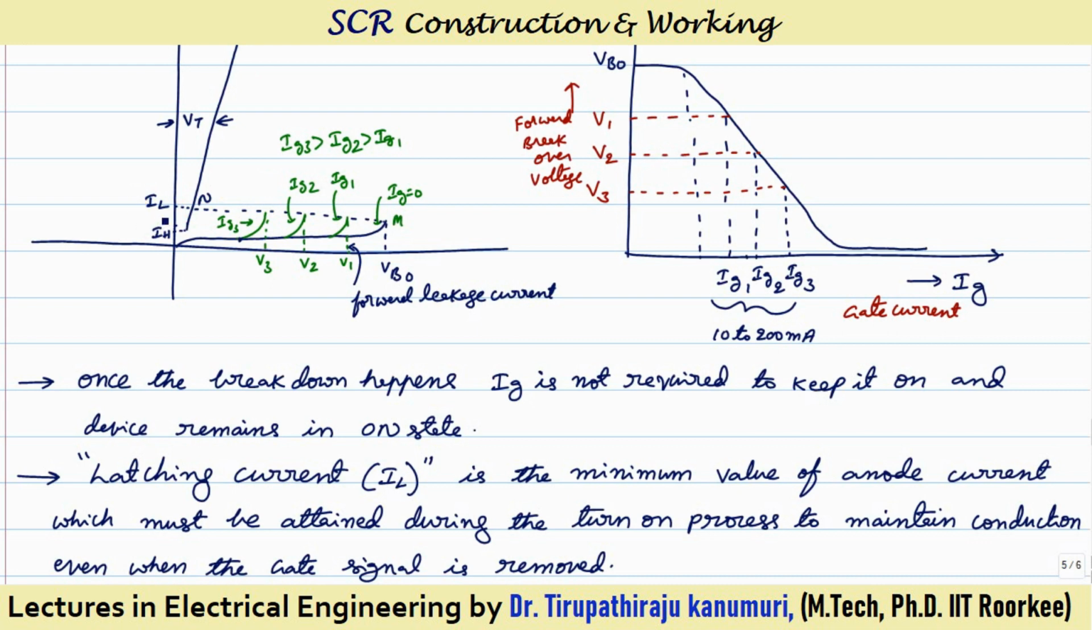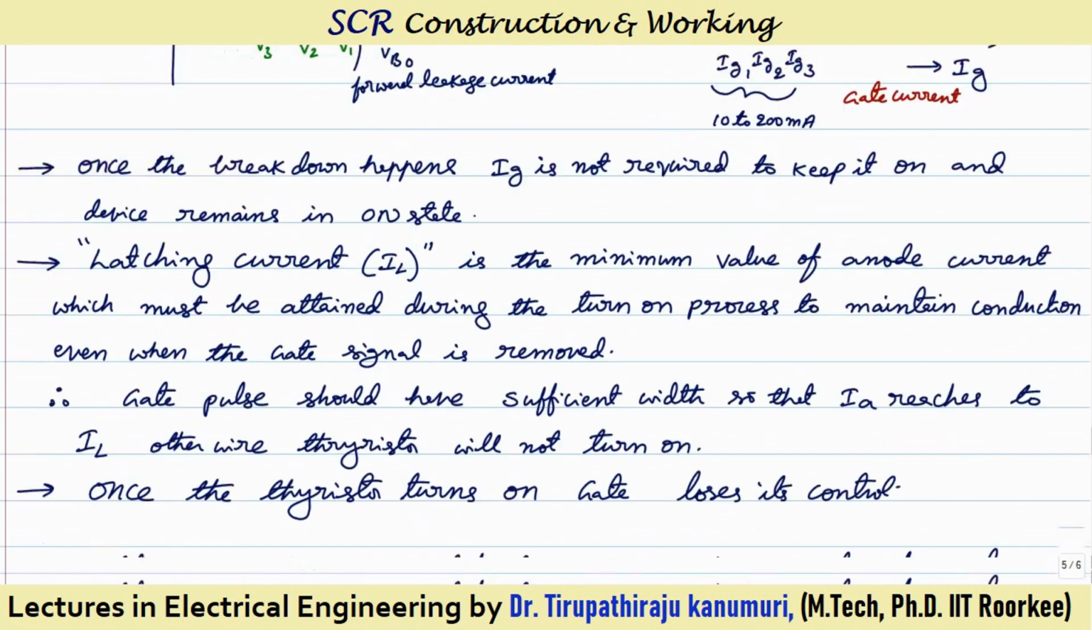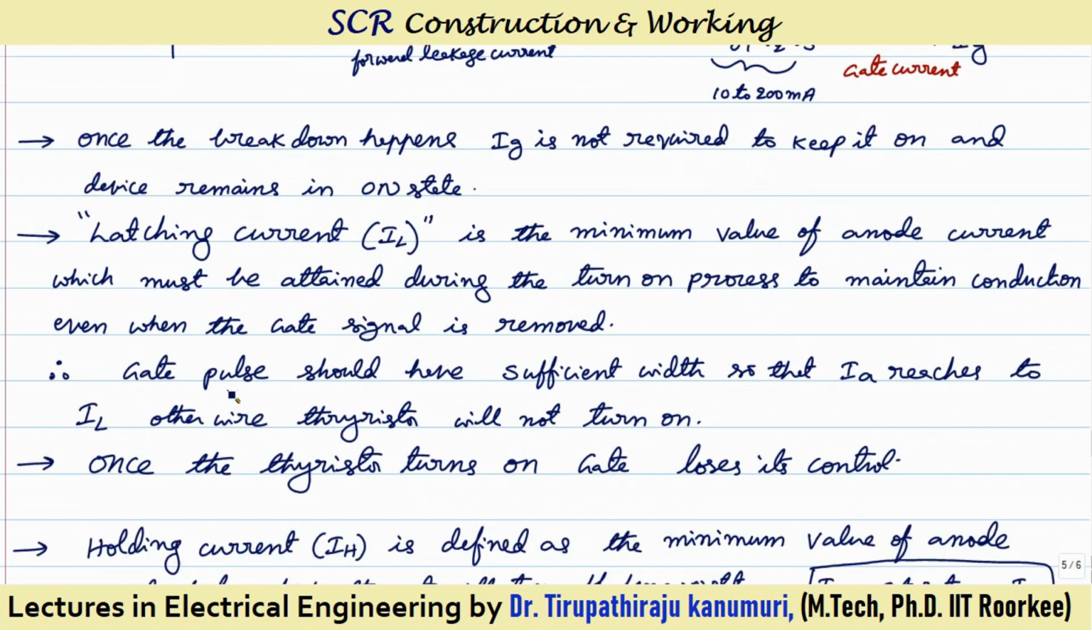So that current is called the latching current. We can define the latching current as the minimum value of the anode current which must be attained during the turn on process to maintain the conduction even when the gate signal is removed. Therefore the gate pulse should have sufficient width so that IA reaches IL, the latching current value, otherwise the thyristor may not turn on. Once the thyristor turns on, the gate loses control, and it will remain in the on state and start acting as a diode only.